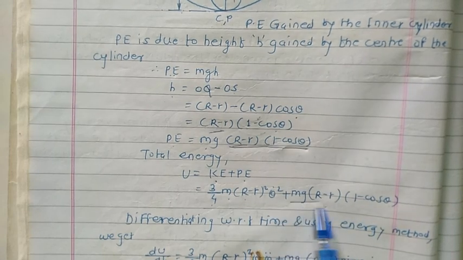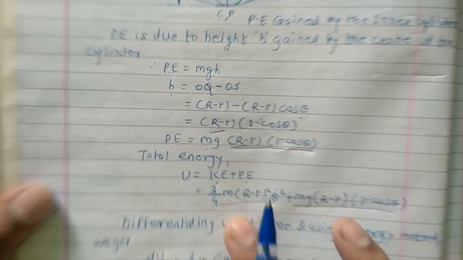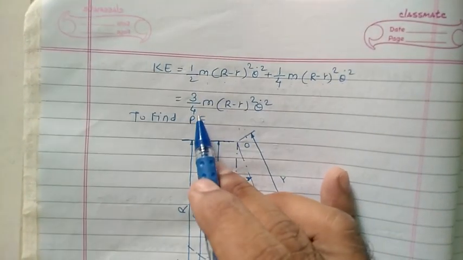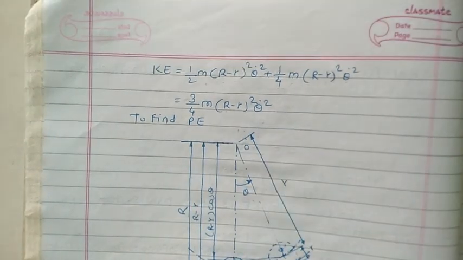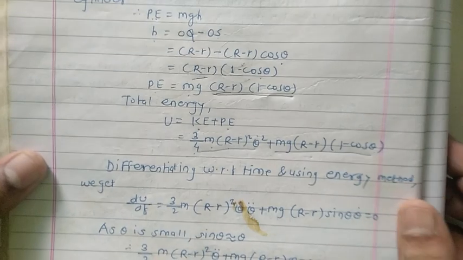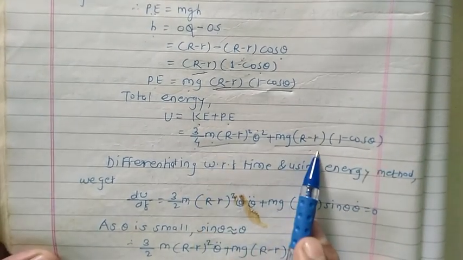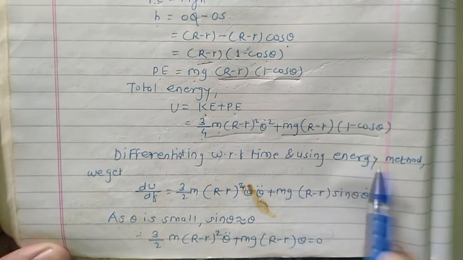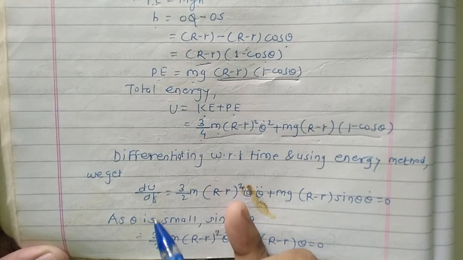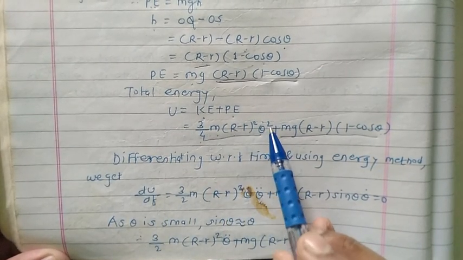This term indicates the potential energy, and this term indicates the kinetic energy. The kinetic energy we already get from this relation, which we have already calculated. Now once we get the total energy, the next task becomes very easy. So differentiating this relation with respect to time t, and by using the energy method, what we get, dU/dt equals this term; you have to take the derivative of this term.